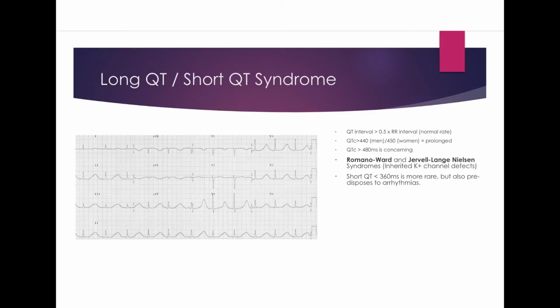Short QT syndrome, where the QTc is less than 360 milliseconds, is much more rare, but can equally be associated with severe ventricular tachyarrhythmias. Again, always think carefully about medications that would cause QT prolongation. And you can consider adding beta blockers both to suppress ventricular tachyarrhythmias and to slow the heart rate, as slower heart rates are associated with less risk of precipitating polymorphic ventricular tachycardia or torsades in patients with markedly prolonged QTs.